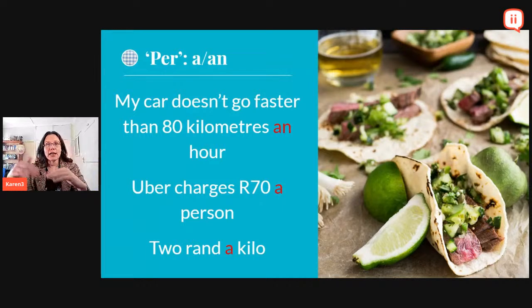So here is a or an. You've got the speed interchangeable with per in these senses. Uber charges 70 rand a person or 7 euro a person. Okay, 7 euro per person or 7 euro a person. The apples cost 2 rand a kilo or 2 euro a kilo. Okay, so that's pretty easy, and I think that's an easy one to understand.